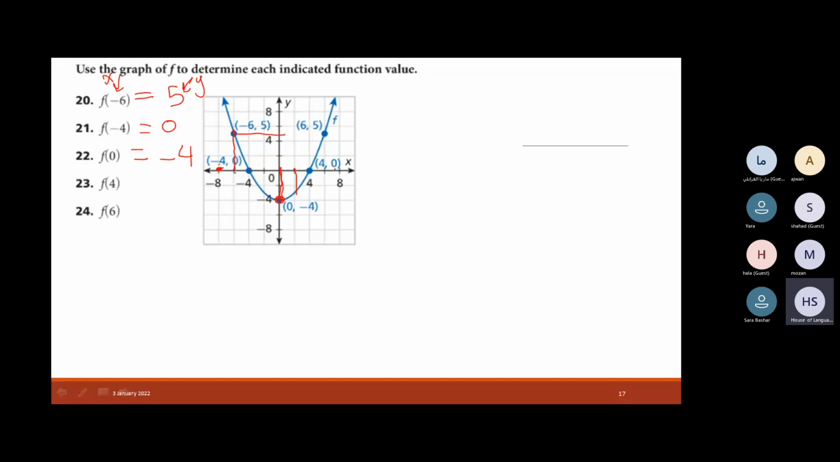Yes, yes. Can we do that for f of 0? Here 4 is x. But here f of 0 is negative 4. This negative 4 is y.